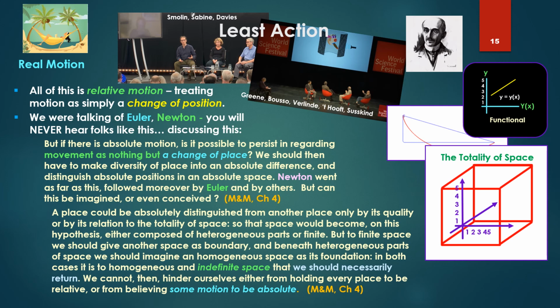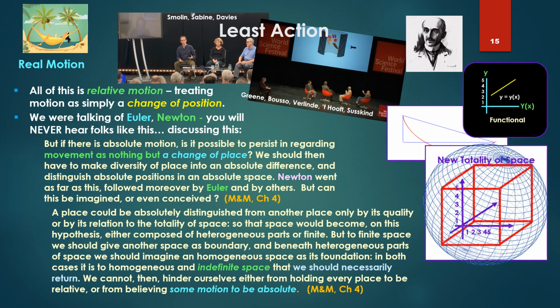But to finite space, we should give another space as a boundary. And beneath heterogeneous parts of space, we should imagine a homogeneous space as its foundation. In both cases, it is the homogeneous and indefinite space that we should necessarily return to. We cannot then hinder ourselves either from holding every place to be relative or believing some motion to be absolute, that is, real.